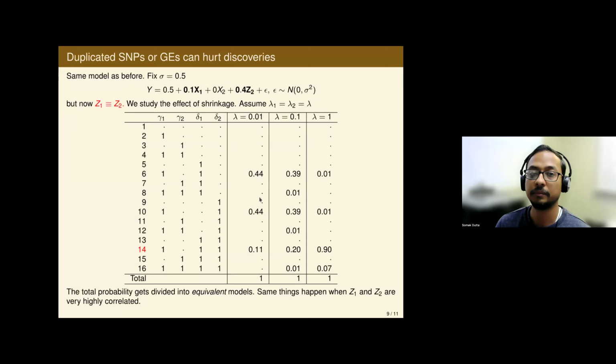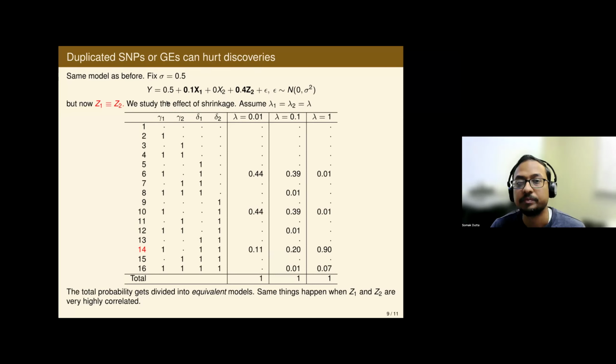Now, here's another example. It's what I often see in the GWAS data sets or TWAS data sets, that there are often duplicated SNPs that are highly correlated or duplicated, or genes that are highly correlated among themselves or are duplicated. And what's the effect of those? So the thing is that duplicated SNPs or gene expressions can hurt discoveries.